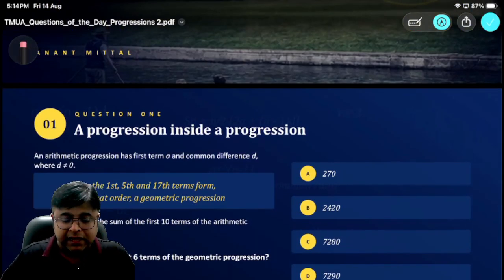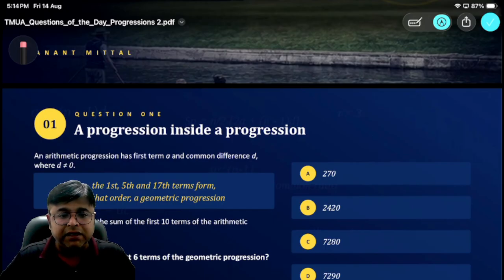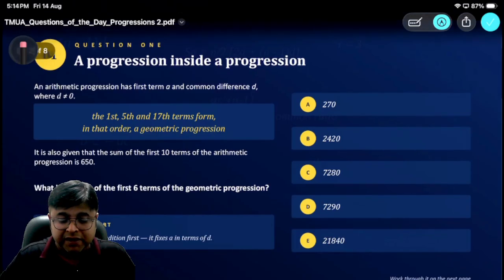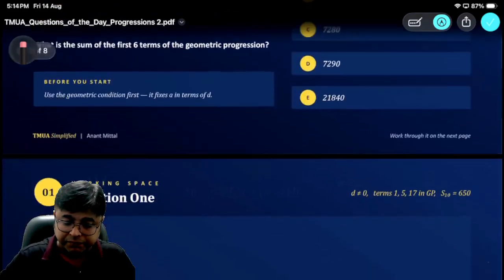Now the question says, an arithmetic progression has first term A and common difference D. The first, fifth, and 17th terms form, in that order, a geometric progression. It is also given that the sum of the first 10 terms of the arithmetic progression is 650. It's a classic case of two equations, two variables. What is the sum of the first 6 terms of the geometric progression? Right. So let's do it.